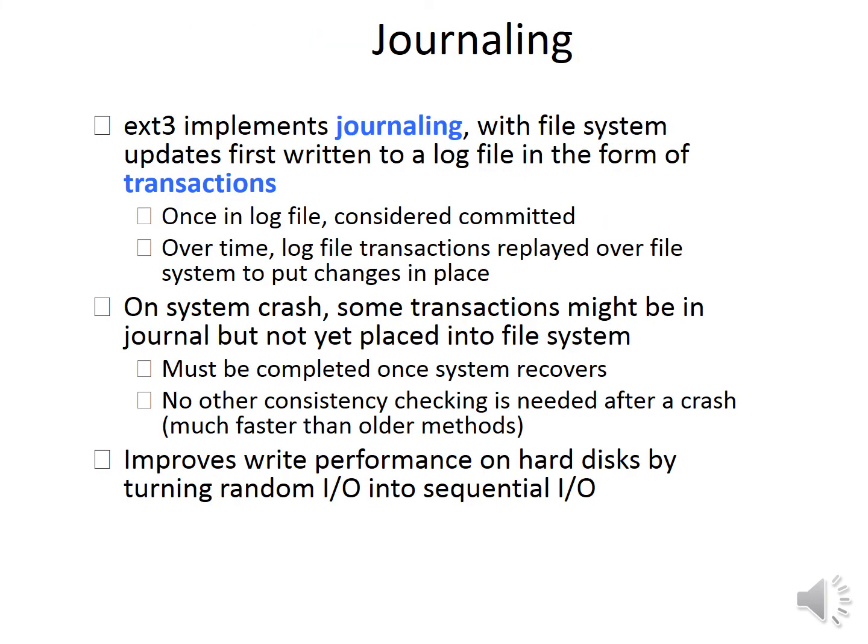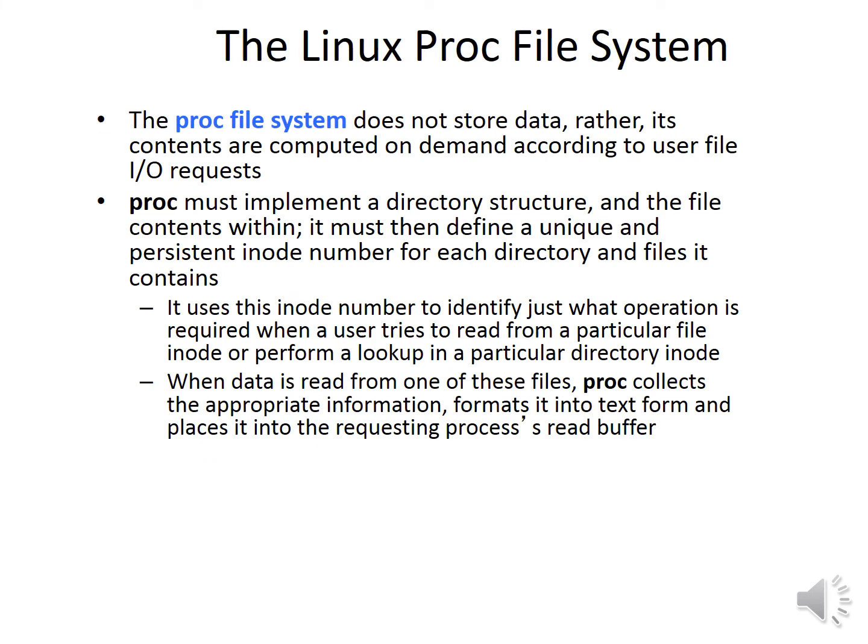ext3 implements journaling, with file system updates first written into a log file in the form of transactions. Once a log file transaction is considered committed, it is replayed over the file system to put the changes in place. On a system crash, some transactions might be in the journal but not yet completed in the file system. These must be completed once the system recovers. No other consistency checking is needed after a crash. It improves write performance on hard disks by turning random I/O into sequential I/O.